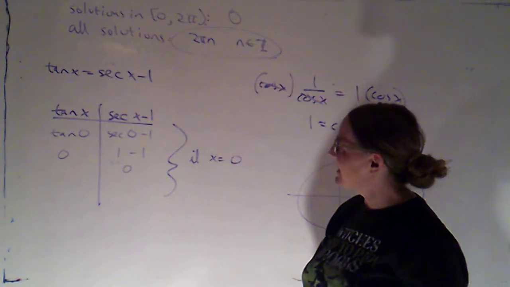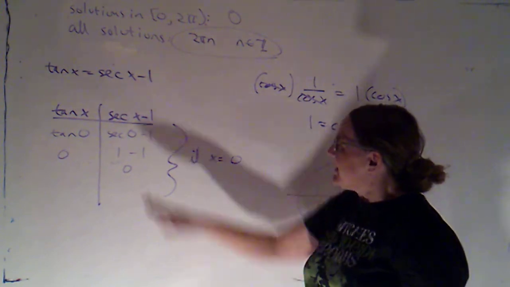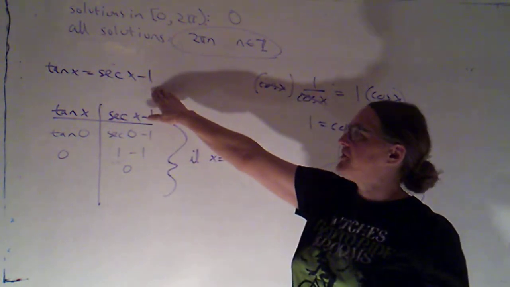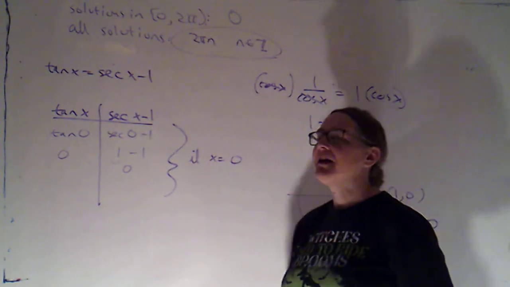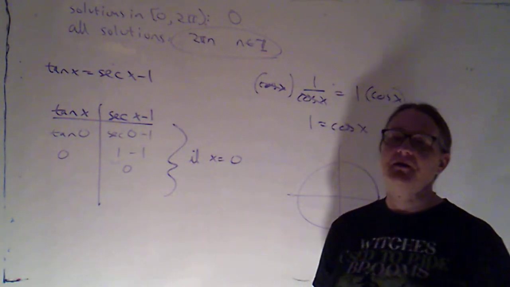Okay, excellent. So, if you see two different trig functions and you can't separate them into different factors, it's probably a sign that you're going to be squaring both sides.